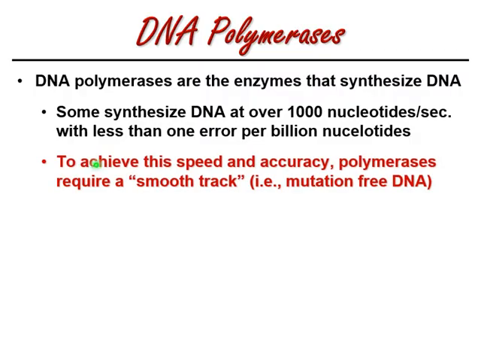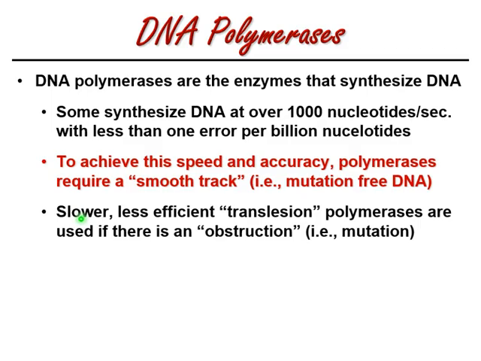And to achieve this speed and accuracy, polymerases require a smooth track. So you need mutation-free DNA. You need the DNA to be opened up. You need it to be unwound. You need a whole bunch of other factors to come into play. We'll talk about helicases and all these other things. But you need all these factors to lay down a smooth track for the DNA. And then it actually has to start off of a little RNA primer. But when it does, it then zips along at 1,000 nucleotides per second.